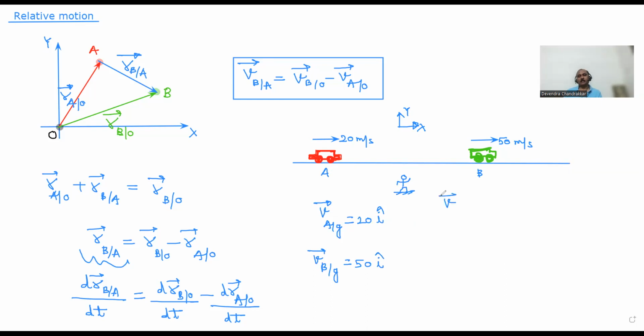So if I want to find the velocity of B with respect to A and the velocity of A with respect to B, what should we do? All of you do it and tell me. Copy it first and then write these values and then tell me what it is. What is the value? Do it quickly. First copy, make notes.